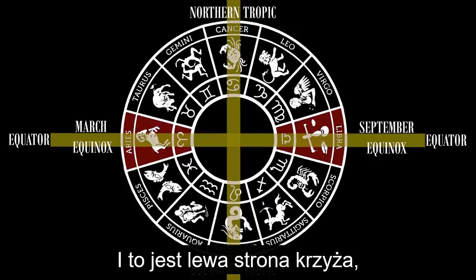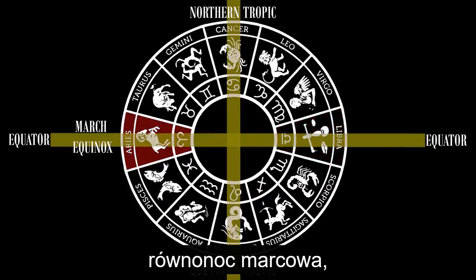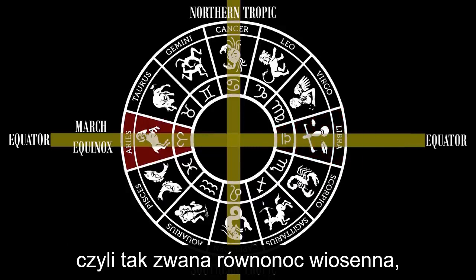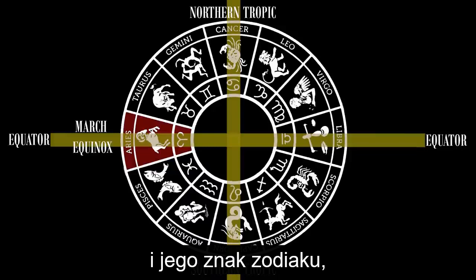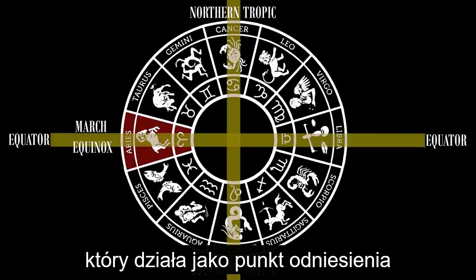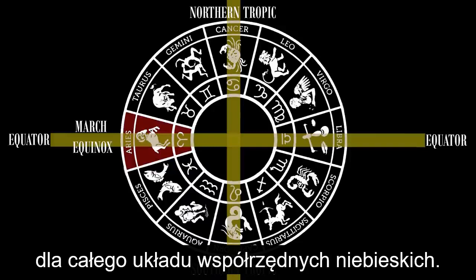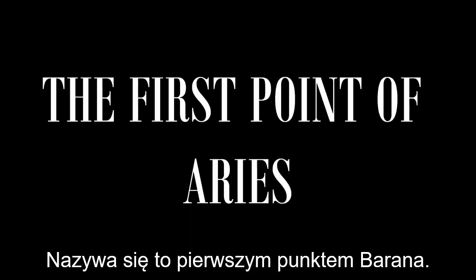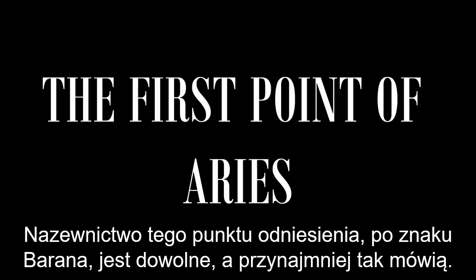And it is the left hand side of the cross, the March equinox, or what is referred to as the vernal equinox, and its zodiac sign, which acts as a reference point for the entire celestial coordinate system. It's called the first point of Aries. The naming of this reference point after the sign Aries is arbitrary, or so they say.